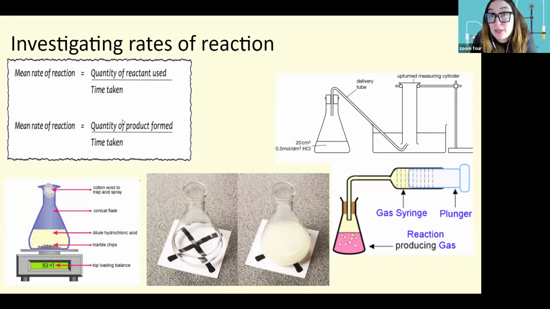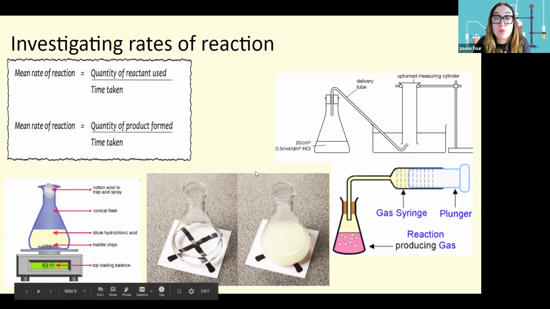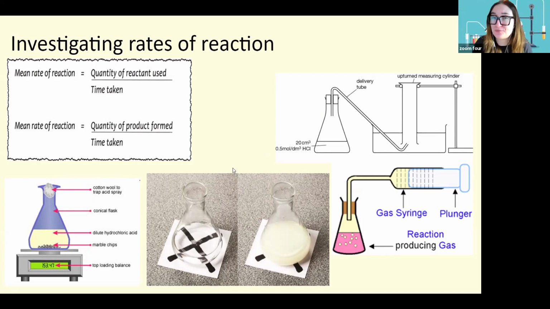So what does that mean? If I start with something solid and I slowly have a look and see how long it takes for it to disappear, that's looking at how quickly it took for that reactant to be used up. If I'm looking at a product being formed, I'm either measuring gas coming off, or I'm looking at how quickly a precipitate forms. And that can show me how quick my reaction is going too. Now, here are different practical methods to do that.